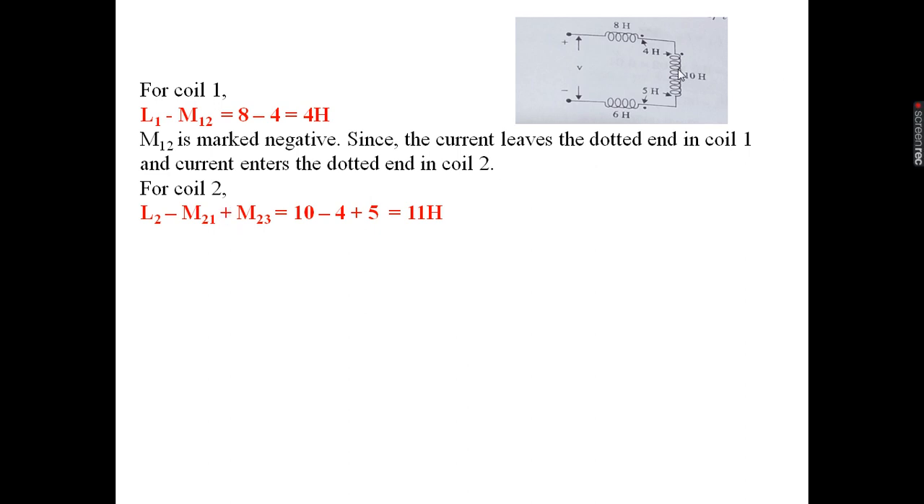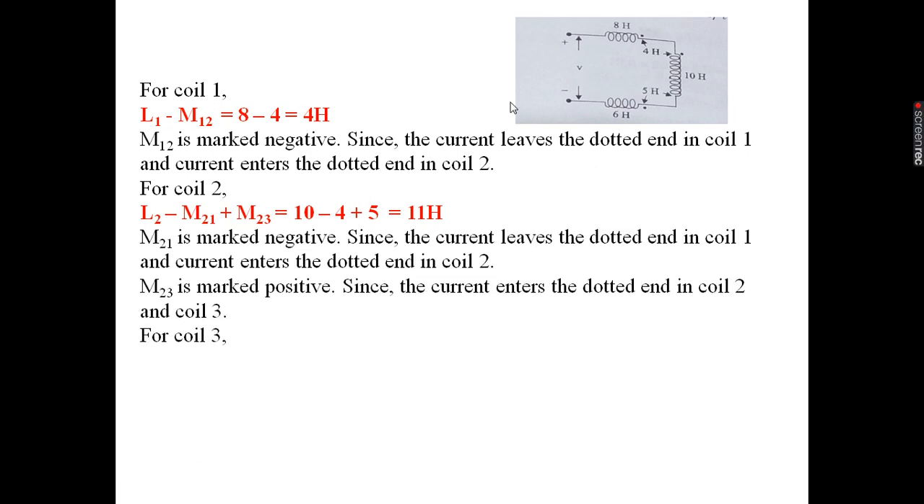On the other side, for the mutual inductance formed between coils 2 and 3, we have given plus, because you can see, considering coil 2, current flows through coil 2 into the dotted end, and in coil 3 also it enters the dotted end. So the mutual inductance between these two will be positive. So the net inductance value of coil 2 will be 10 minus 4 plus 5, which is 11 Henry.